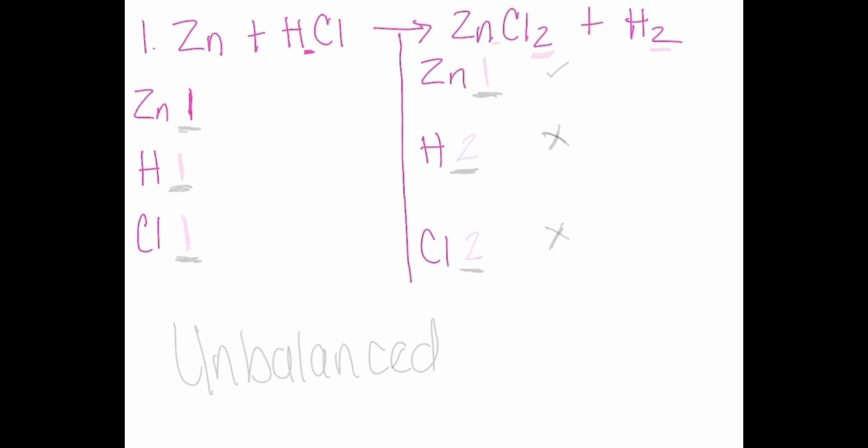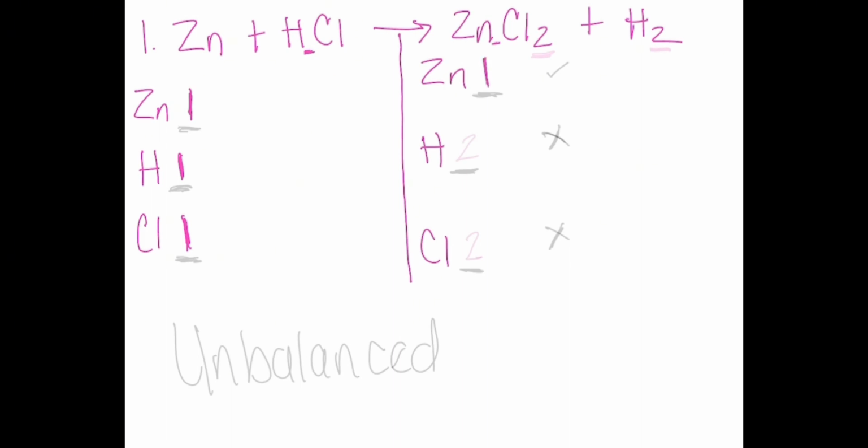So for hydrogen, we have 1 because there is no subscript there. And the same thing goes for Cl. Because there is no subscript there, we know that it is 1. All right? So now we're going to go to the product side. When I look at my subscript for Zn, there is no subscript there, so I know that it is 1.